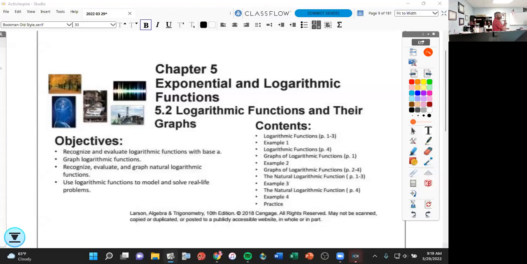5.2, logarithmic functions and their graphs. So yesterday we talked about exponential. Today we're going to talk about the inverse of exponential, which happens to be logarithmic. We're going to evaluate logarithmic functions base A, graph logarithmic functions. I've already told you they are inverses to exponential. Recognize, evaluate, and graph natural logarithmic functions and word problems.